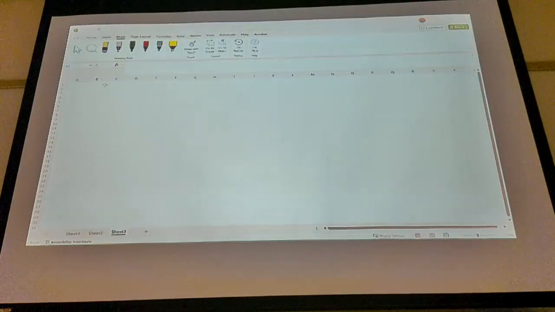So sheet 3, let's copy. This is Excel now. There's our data.